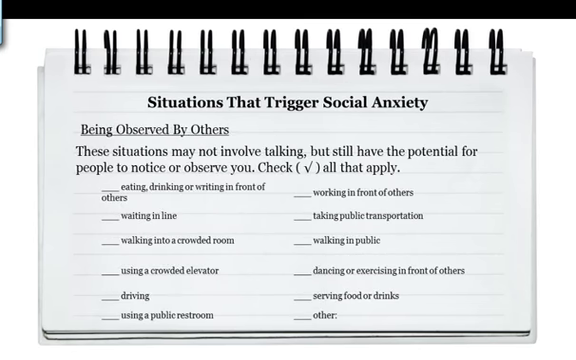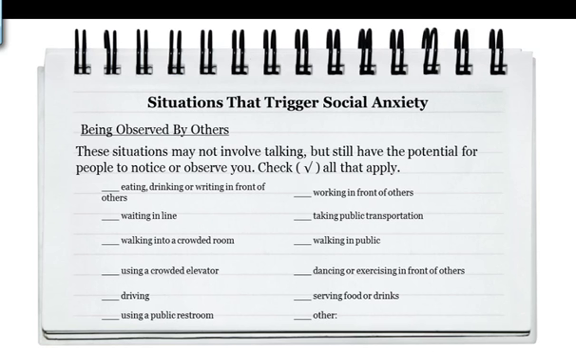Category 2 is being observed by others. And there are many social situations that do not involve talking necessarily, but still have the potential for people to notice or observe you. And you may feel as if you were the center of attention in these situations, as if all eyes were on you, so to speak.